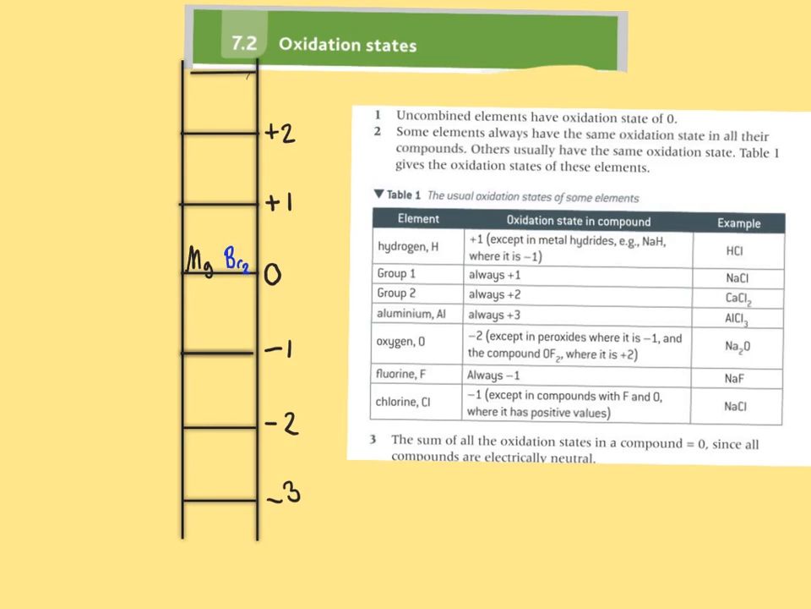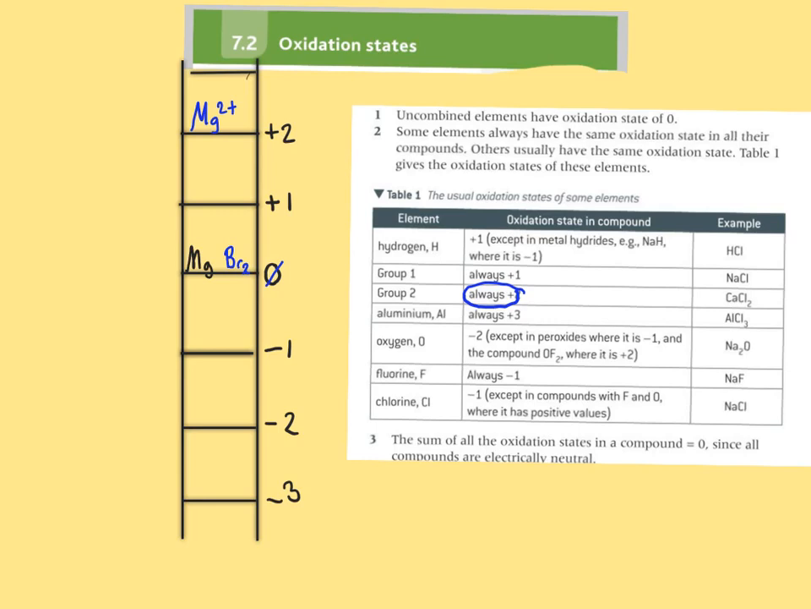So that's a lot easier to remember. All elements have an oxidation state of 0. The next rule is some elements always have the same oxidation state in all of their compounds. So let's look, for example, here. Magnesium is in group 2, and all it can ever do is exist as 0, or as Mg2+ ions. There's no other oxidation states for magnesium. It's either 0 as the element or +2 as the ion, because it can only ever lose 2 electrons.